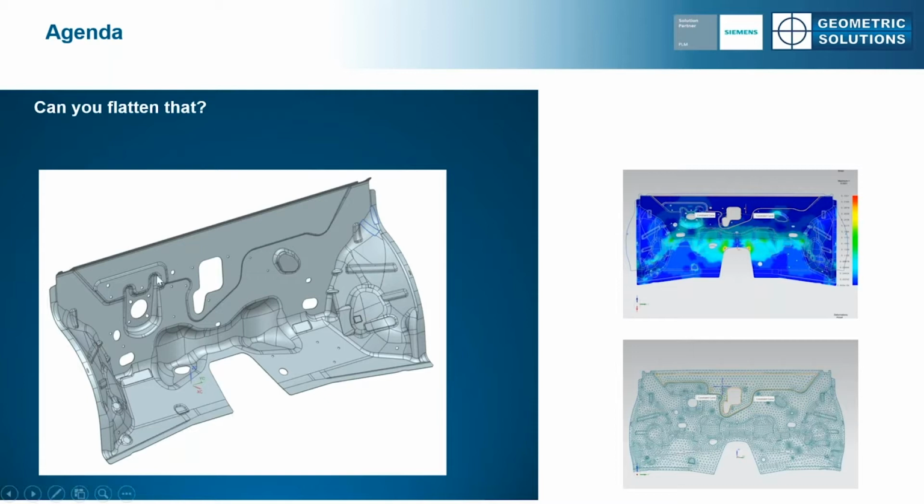But then you get some sheet metal pieces like this. Look at this monster. Are we able to flatten that? Well, with one-step formability, we're going to see that we can flatten it.